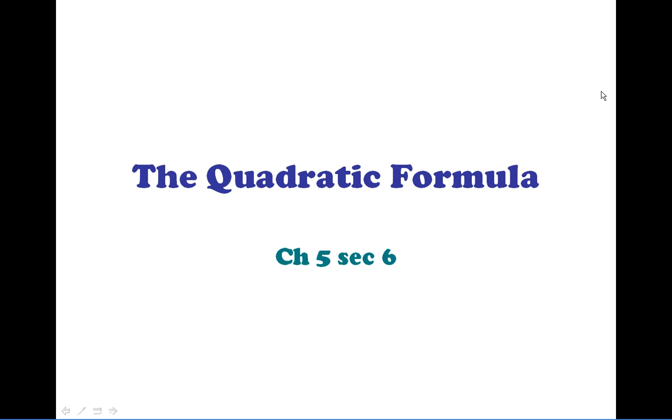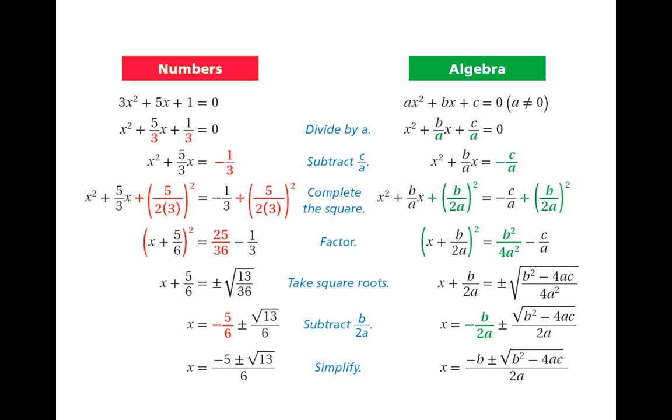So take a look at this slide. We've got the numbers 3x squared plus 5x plus 1 solved by completing the square, whereas on the right-hand side, we have ax squared plus bx plus c equals 0. And we also solved that by completing the square.